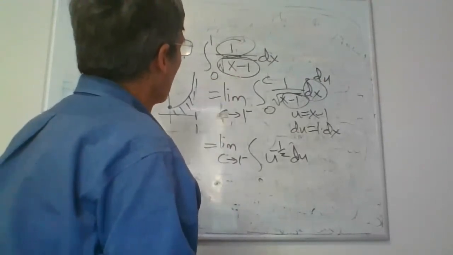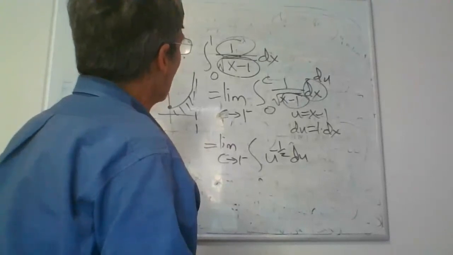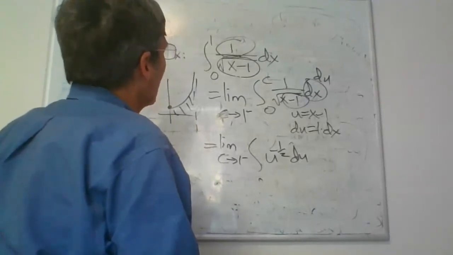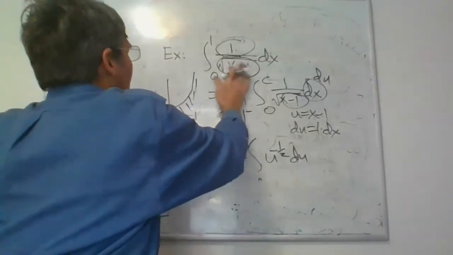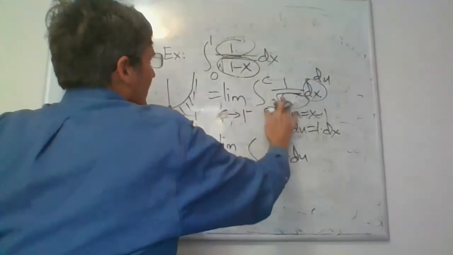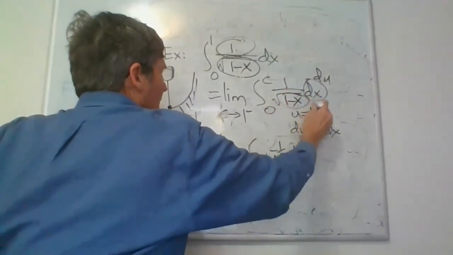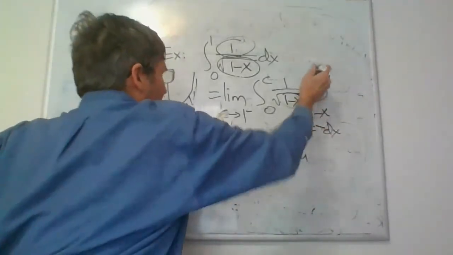Oh, I put this wrong. It should have been 1 minus x. Sorry about that. 1 minus x. And now du is minus dx. There we go. So this is minus du here.